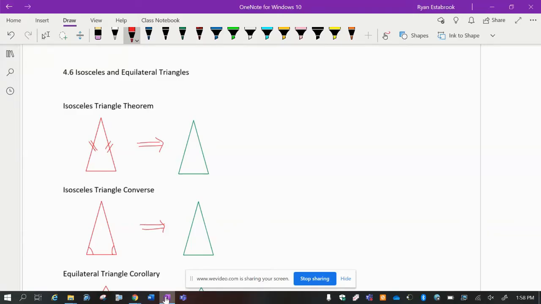This is section 4.6 on isosceles and equilateral triangles. And we're going to first of all look at an isosceles triangle theorem. Not to be confused with the definition of an isosceles triangle, which would say that two or more sides of the triangle are congruent to each other. In this one, we have two sides congruent to each other.